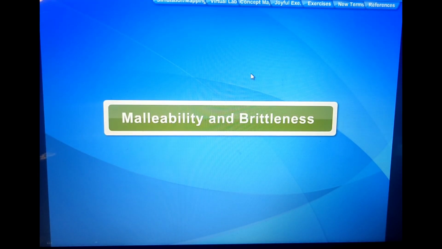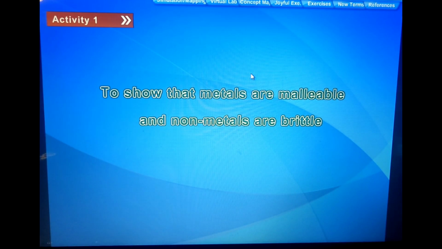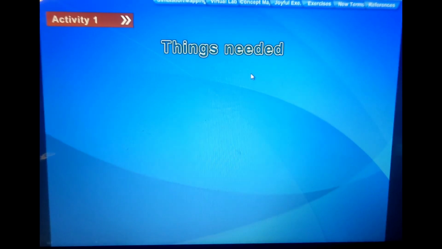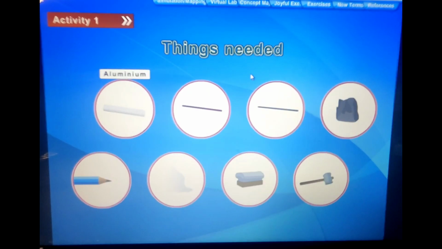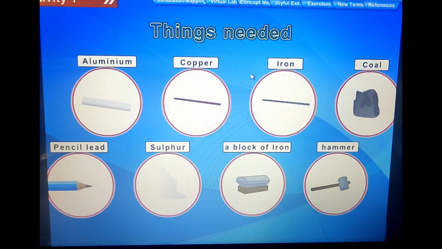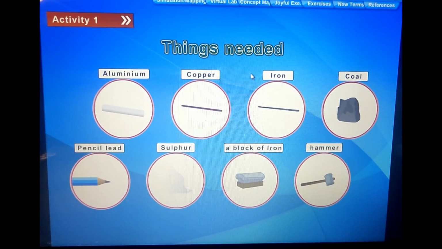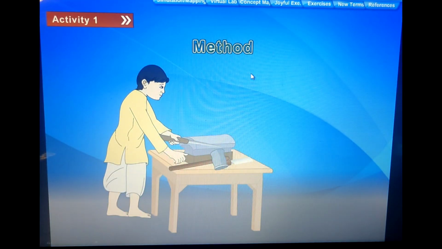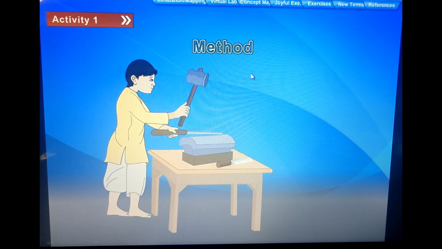Malleability and brittleness. Activity 1. To show that metals are malleable and non-metals are brittle. Things needed: small pieces of aluminium, copper, iron, coal, pencil lead, sulfur, a block of iron and a hammer. Method: we take a piece of aluminium metal, place it on a block of iron and beat it.